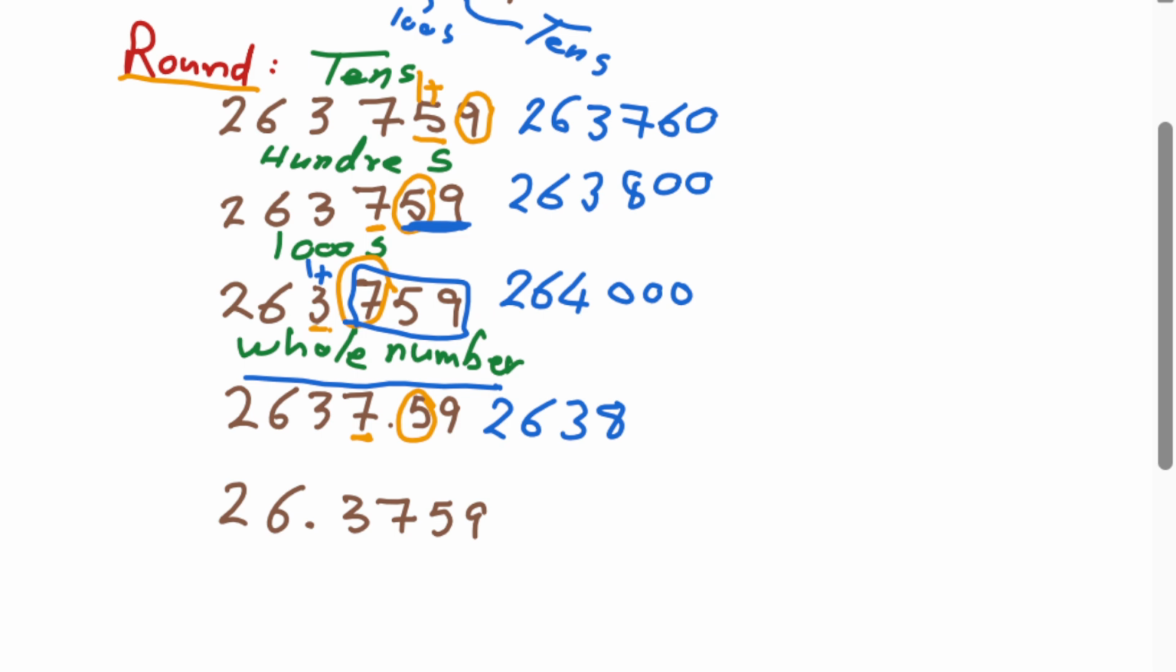Now look at the next number. I need you to round this to the nearest ones again, to the nearest whole number. So this is the whole number. This decides. The circle number is less than 5, so the 6 stays. So your answer should just be 26.